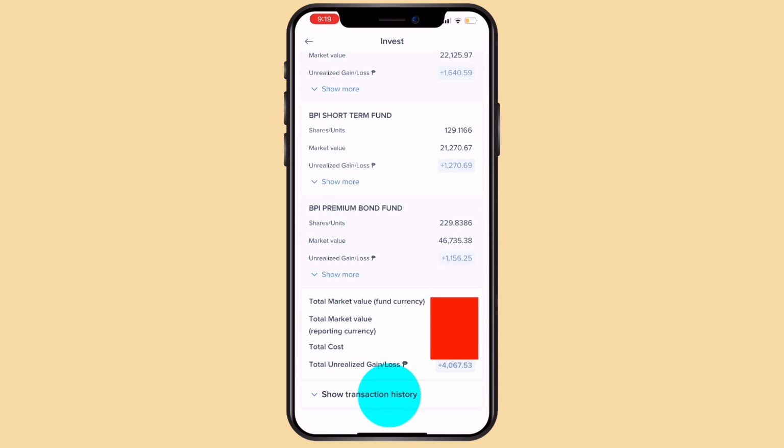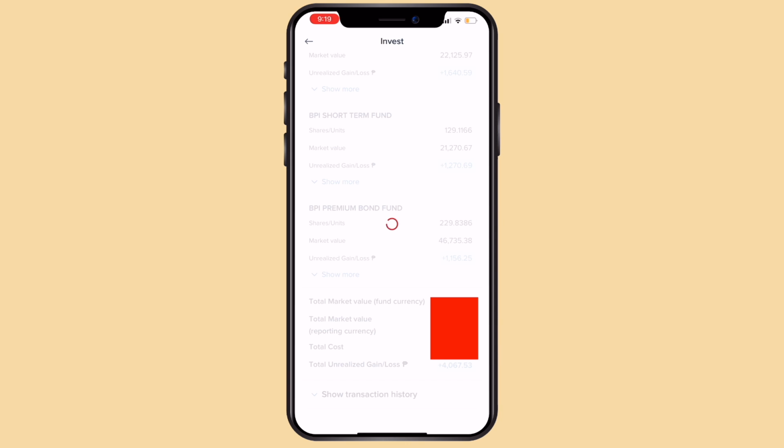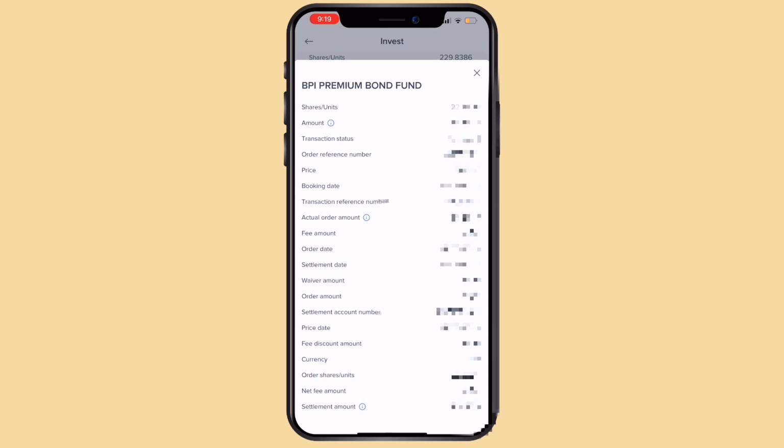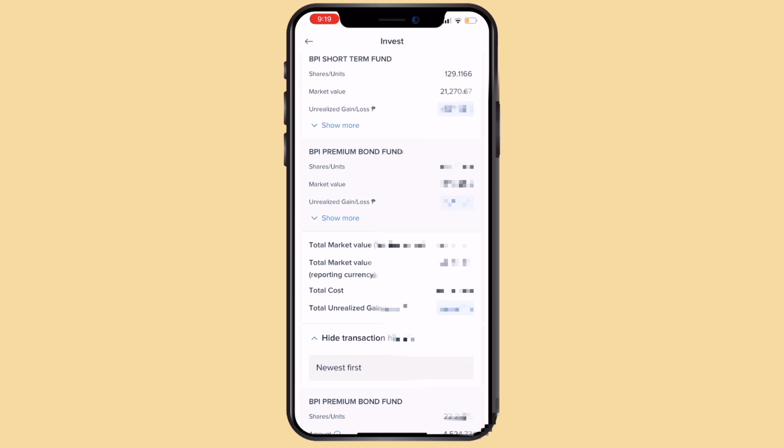Tapos, to view your transaction history, click nyo lang to. So, dito nyo malalaman yung details, kung kailan nyo binili, kung ilang units, what was the amount, and currently, ano yung gains or losses nyo.